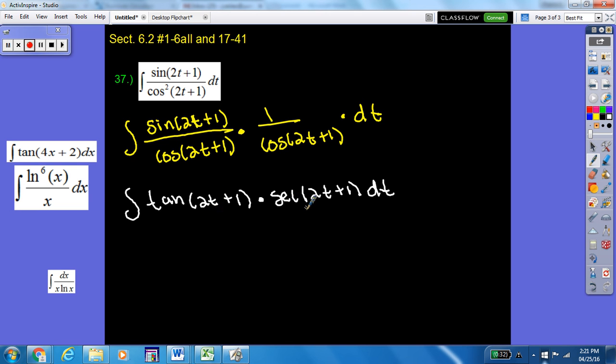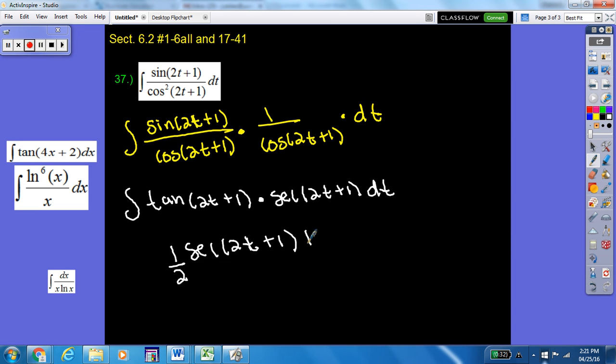So if you want to kind of just do shortcut, you can rewrite it this way, and the antiderivative would simply be secant of 2t plus 1. Keeping in mind that when I take this derivative, because of chain rule, I'm going to end up with a times 2, the derivative of the inside. So I need to put a 1/2 in order for that times 2 to go away, and just leave me with secant times tangent without the 2.